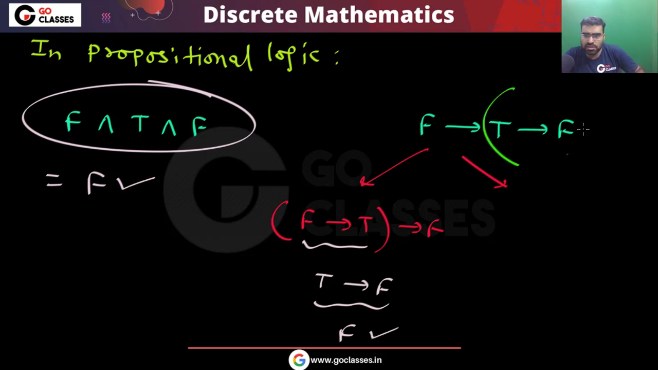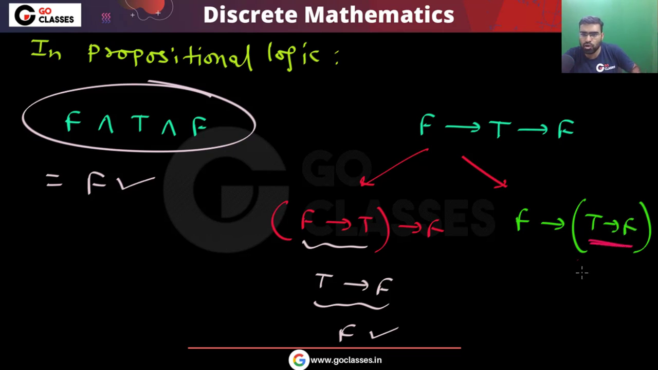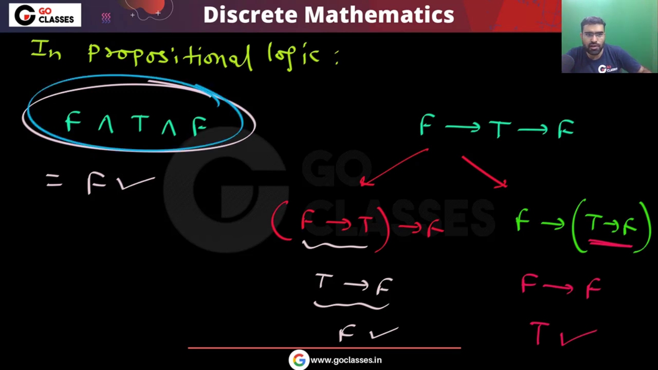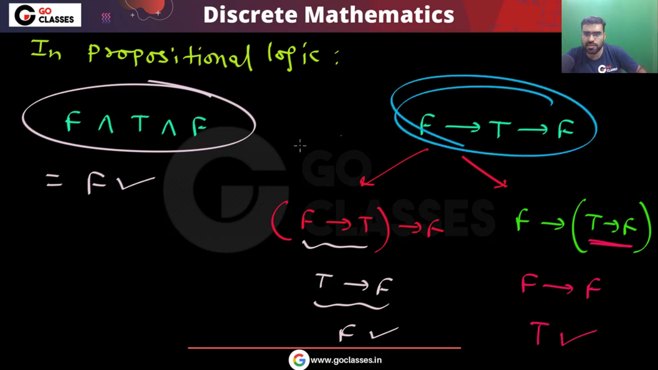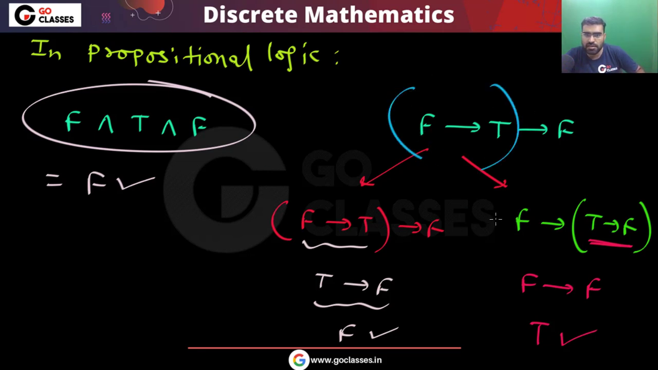Now, or if I do this, that first I evaluate this second implication first. Then in this situation what will happen? This true implies false, that is going to be false. False implies false, that is going to be true. So you can notice that in this expression there is no ambiguity. Your final value will be false, but in this expression there is ambiguity. If I do like this, then the final answer will be false, and if I evaluate like this, then the final answer will be true. So there is ambiguity in this case, but there is no ambiguity in this case.